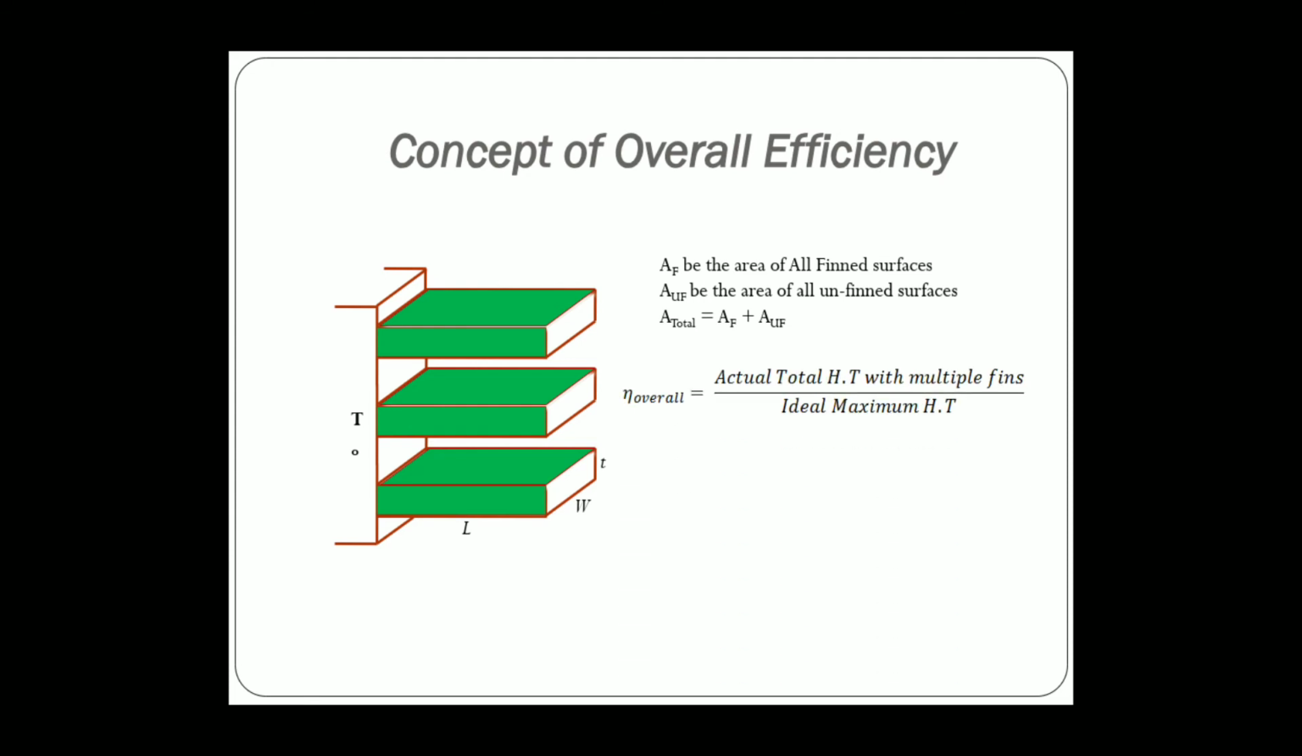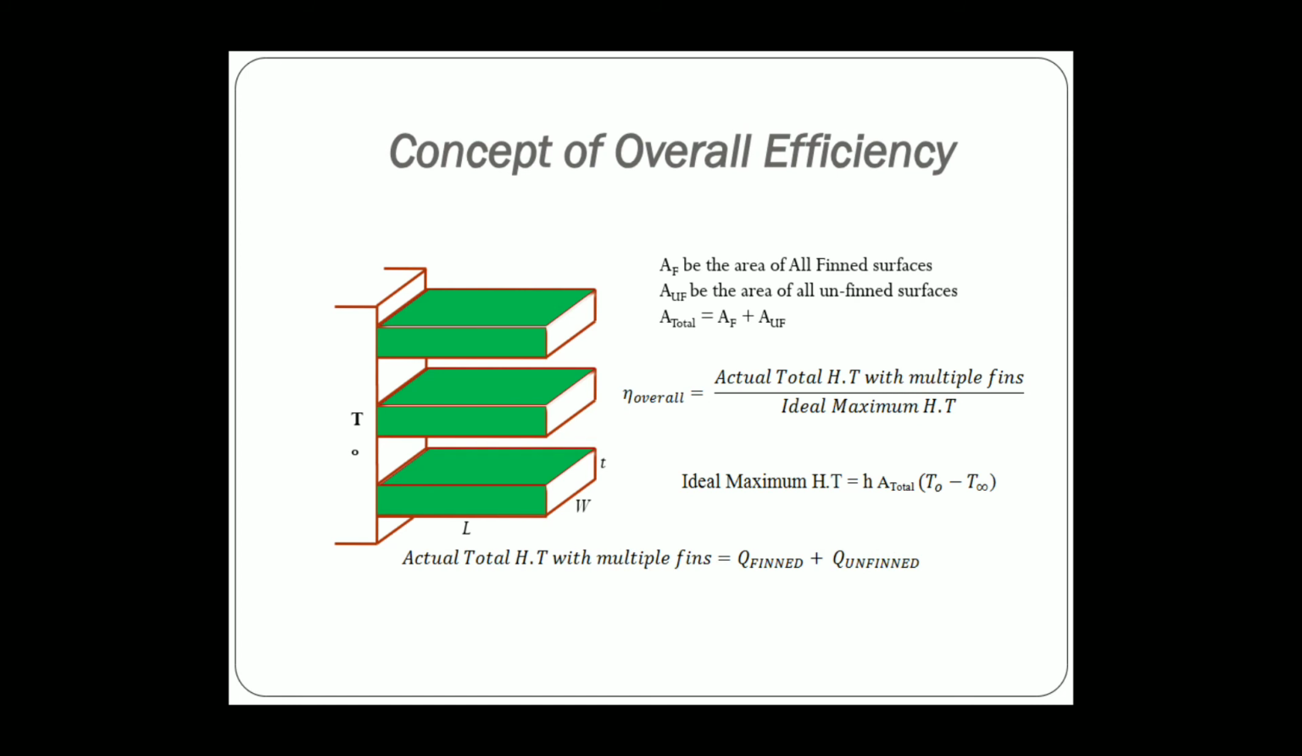And the overall efficiency for this entire multiple fin is defined as the actual total heat transfer with the multiple fins to the ideal maximum heat transfer. Here ideal maximum heat transfer means the entire surface, including finned area as well as unfinned area, is maintained at base temperature T0. Then you will get ideal or maximum heat transfer equal to h into A total into T0 minus T infinity. Next you have to find the actual heat transfer through the multiple fins.